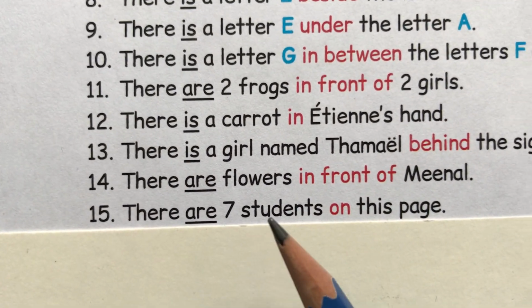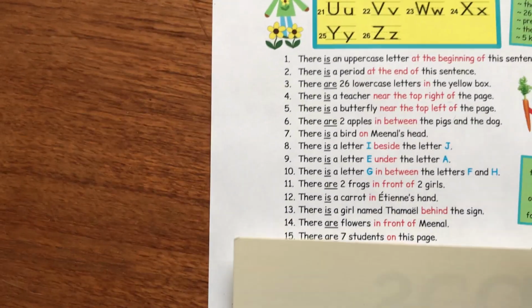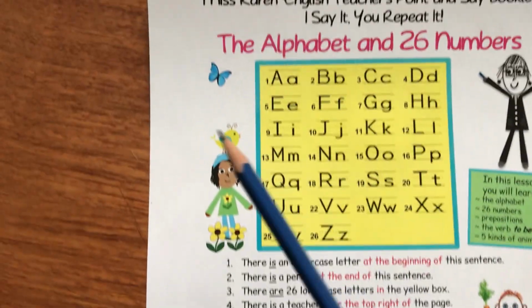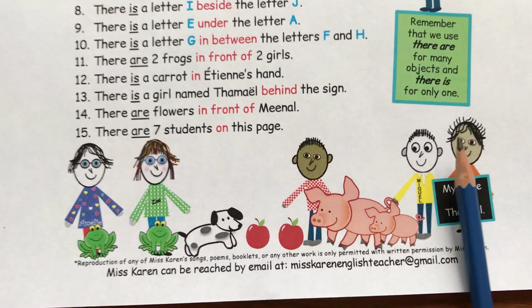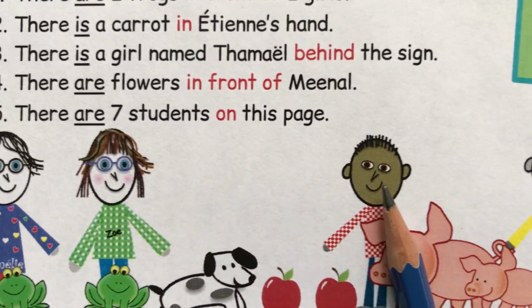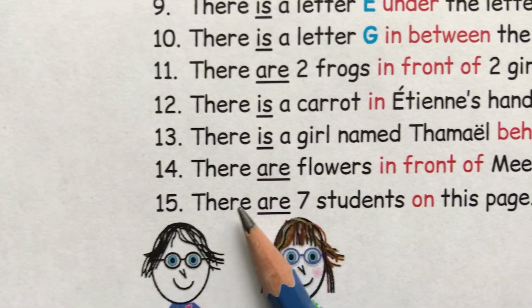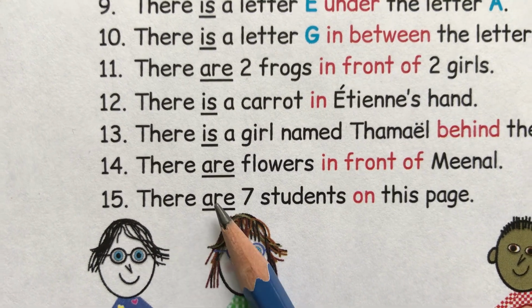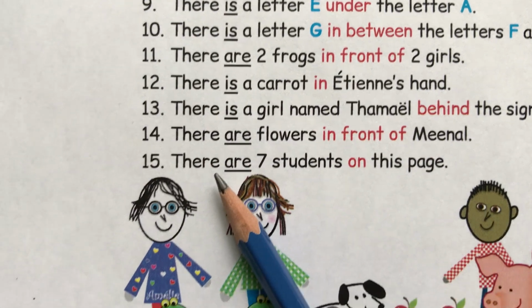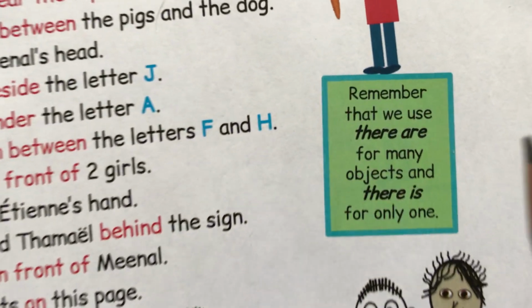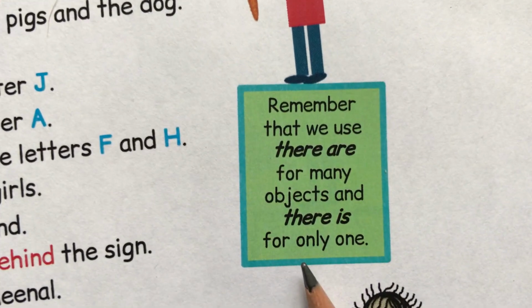15. There are 7 students on this page. Let's count. 1, 2, 3, 4, 5, 6, 7. There are 7 students. We use there are because we're talking about more than one student. We're talking about many students. Again, remember, we use there are for many objects and there is for only one.